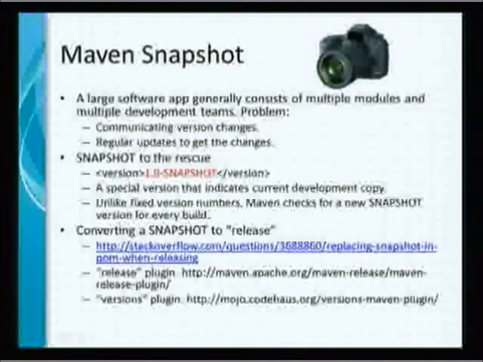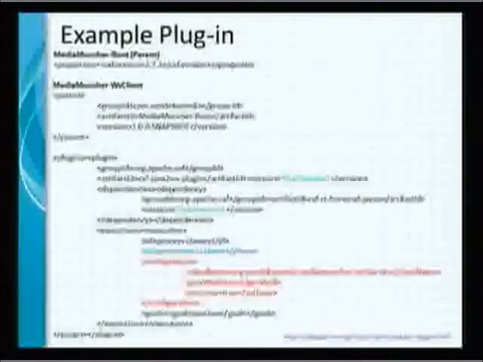So basically, we have to convert that eventually to some fixed number when you really want to go through final build cycles. And there are some tools for doing that. There's the release and the versions, which will actually convert in your POM file things labeled as snapshot into actual versions that it currently got done building with. So here's an example plugin.